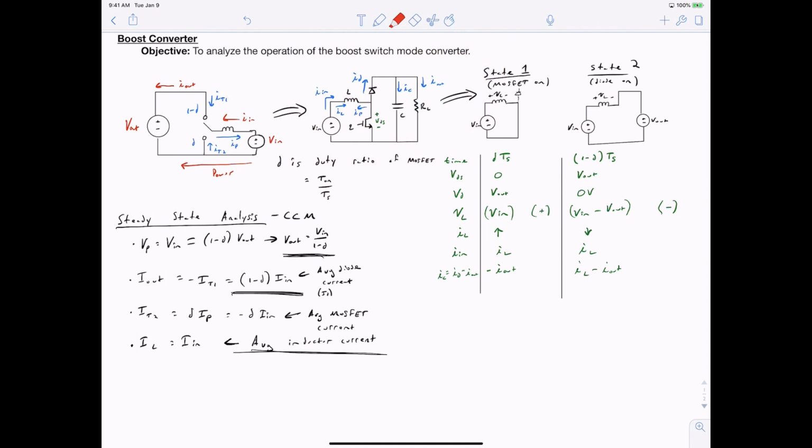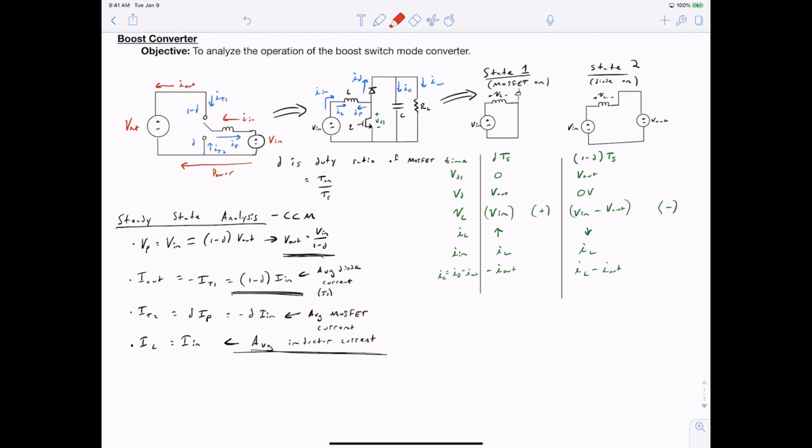So we care about all of these quantities that I'm highlighting because they're key for dimensioning the components that we populate our converter with. We care about the required breakdown voltage of the diode and the MOSFET, as well as the average, or in most cases RMS current, through our MOSFET and diode and inductor.